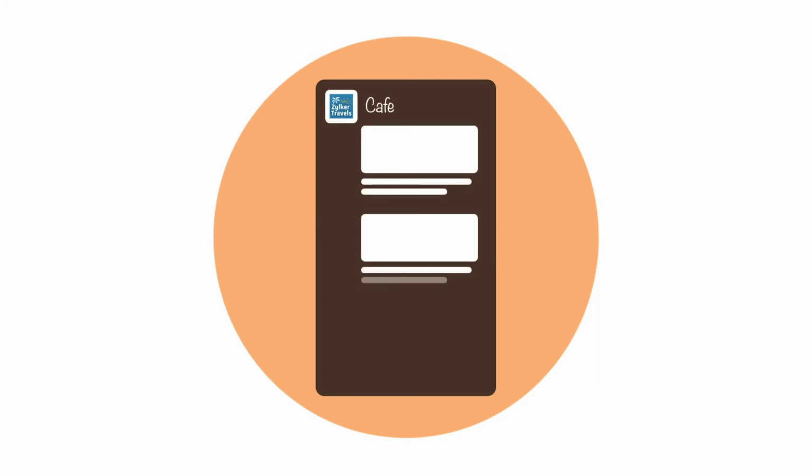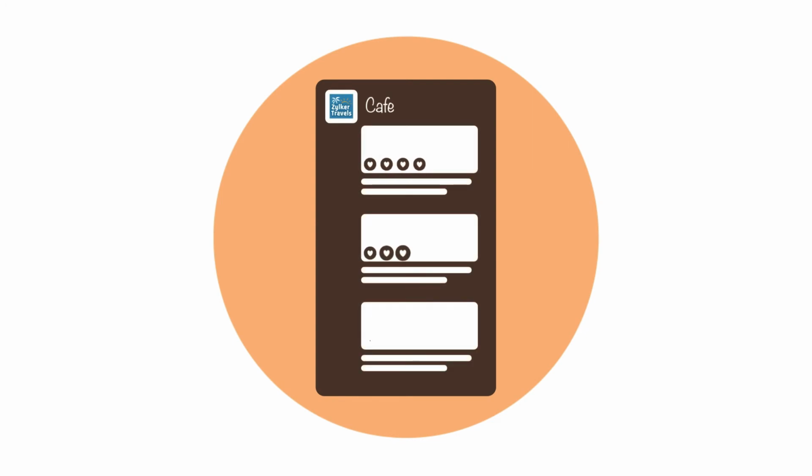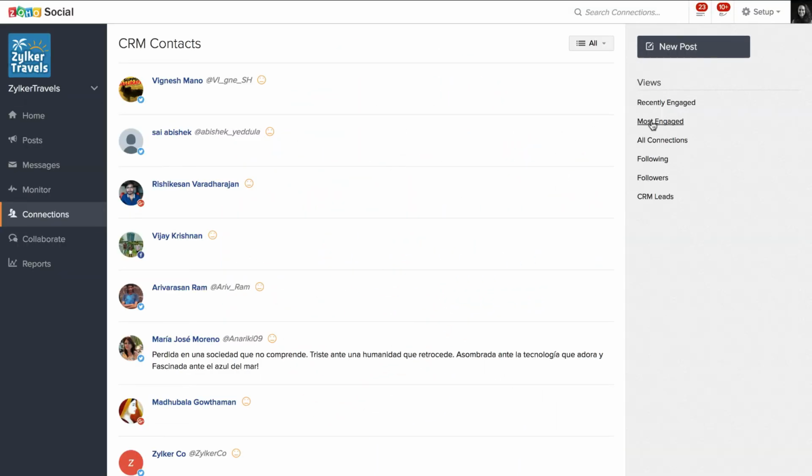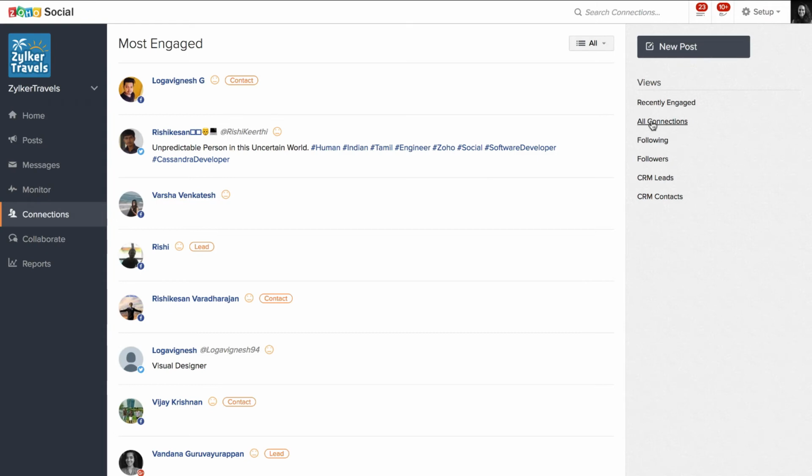So let's say that Millie's published posts have generated a good amount of engagement with those coming to the event in New York. And Millie's guess is that these people are more engaged with her brand compared to the others. So she goes ahead and clicks on the most engaged connection view and filters the social network to, let's say, Twitter.